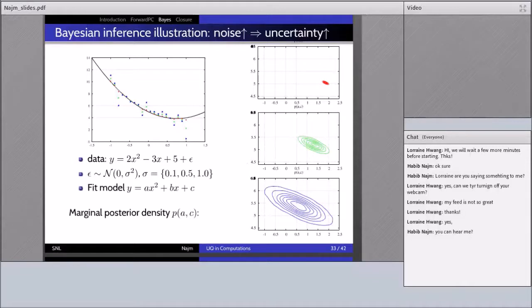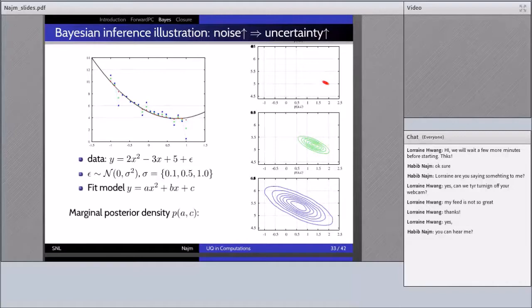And a very simple illustration of Bayesian inference on a fitting of a parabola to a set of points is shown here. So we're taking data from a parabola convolved with noise, as shown here. The noise is Gaussian by construction, and we want to fit a parabola to this data. And so basically, we want to find a joint density on parameters A, B, and C of the parabola. And I'm showing here the joint density on the A and C plane, just to be able to illustrate.